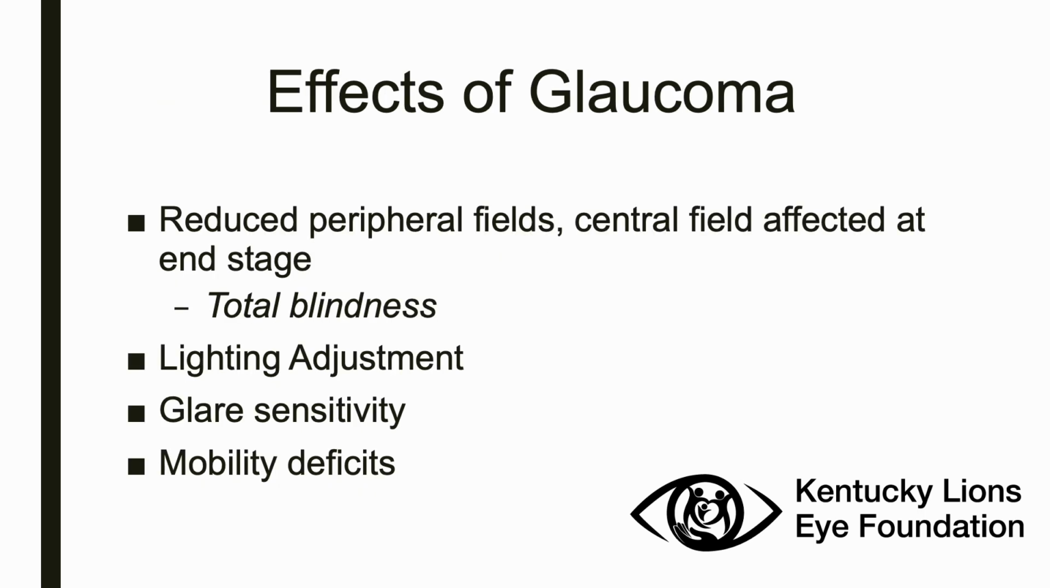Glaucoma typically affects, if left uncorrected, reduction in peripheral visual fields, but the central field is not affected until the end stage, which leads to total blindness. There is a need for adjustment of lighting. Some may become glare sensitive or photophobic, and often have mobility deficits.